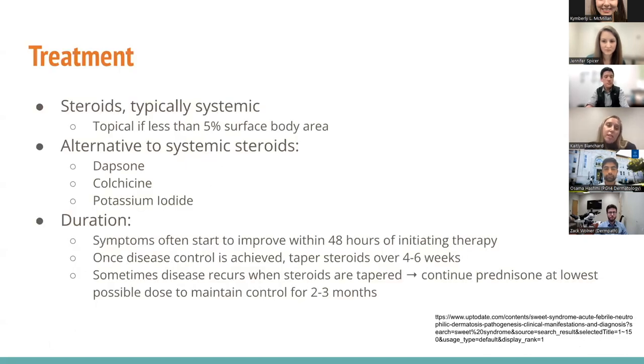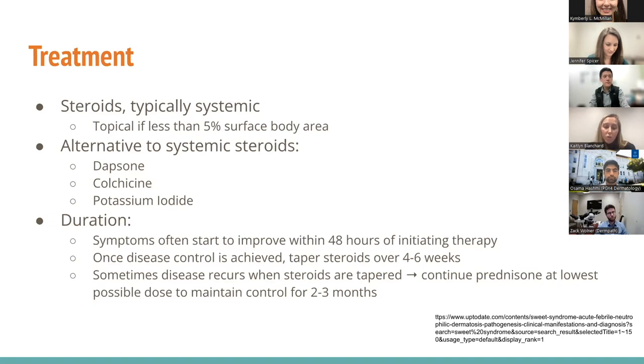So how do we treat Sweet syndrome? Steroids are definitely the go-to, and our patient ended up getting oral steroids. She started at 80 and then was tapered down. Depending on how much of the body is covered with lesions, you can also try topical or intralesional steroids, high potency, if less than 5% of the body surface area is involved. Alternatives, if patients can't receive systemic steroids for any reason, and sometimes these medications are even used as dual therapy, are dapsone, colchicine, and potassium iodide.